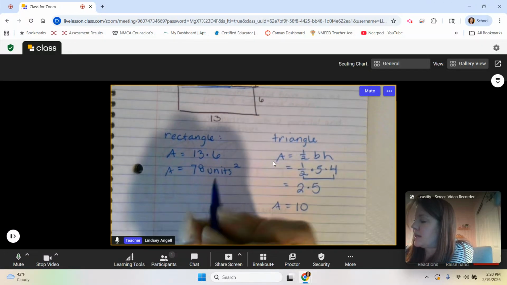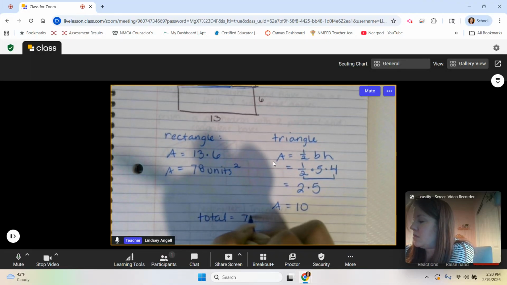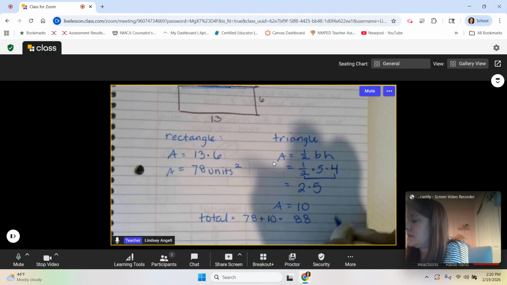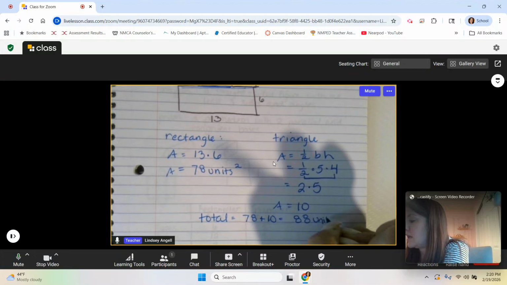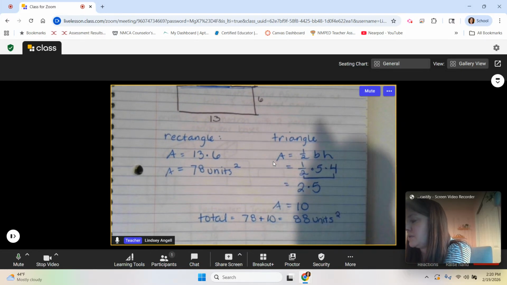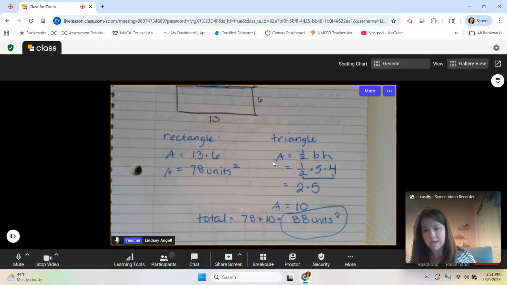Well, then we need to add them together for the total, which would be 78 plus 10, which gives us 88. We don't know what the units are, if they're inches or centimeters or miles, whatever, so we'll just say units squared. So in this case, the total area would be 88 units squared.